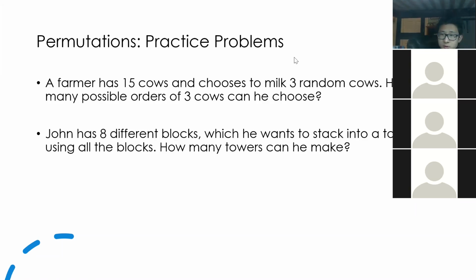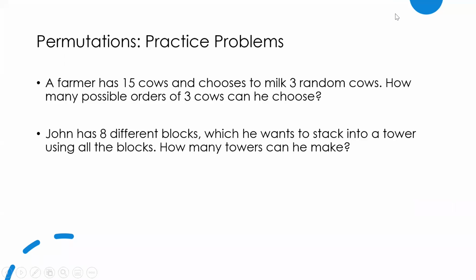Okay, so let's go over these problems. Here first we have: a farmer has 15 cows and chooses to milk 3 random cows. How many possible orders of 3 cows can he choose? This is not like the earlier problems where we just chose 3 of them. In this one, order actually counts. If you have A, B, and C, then C, B, and A would be different.